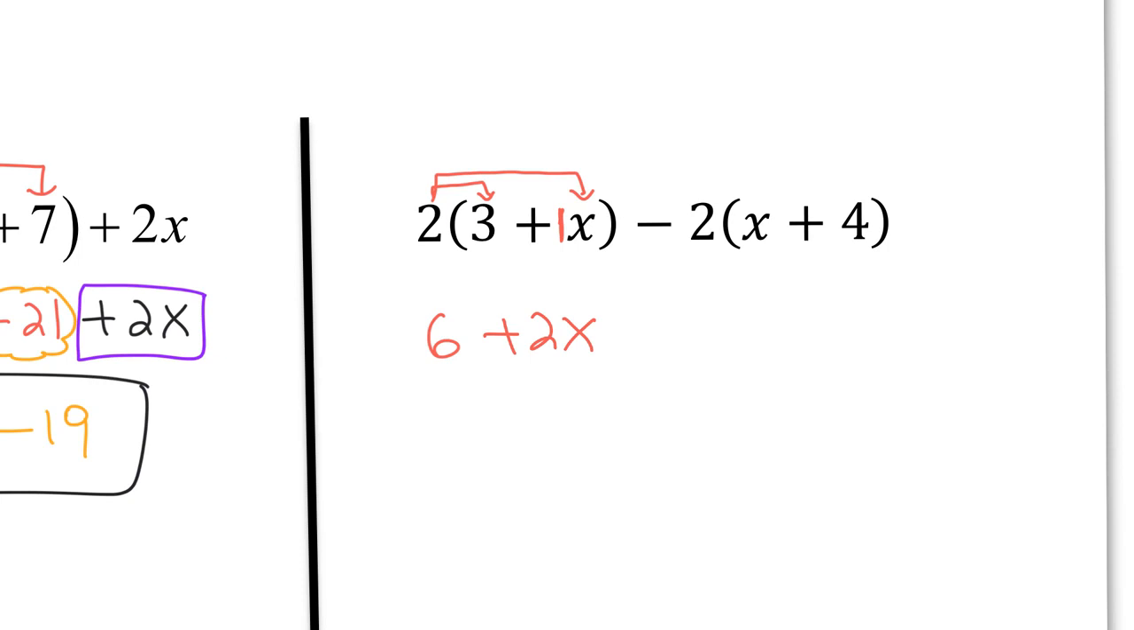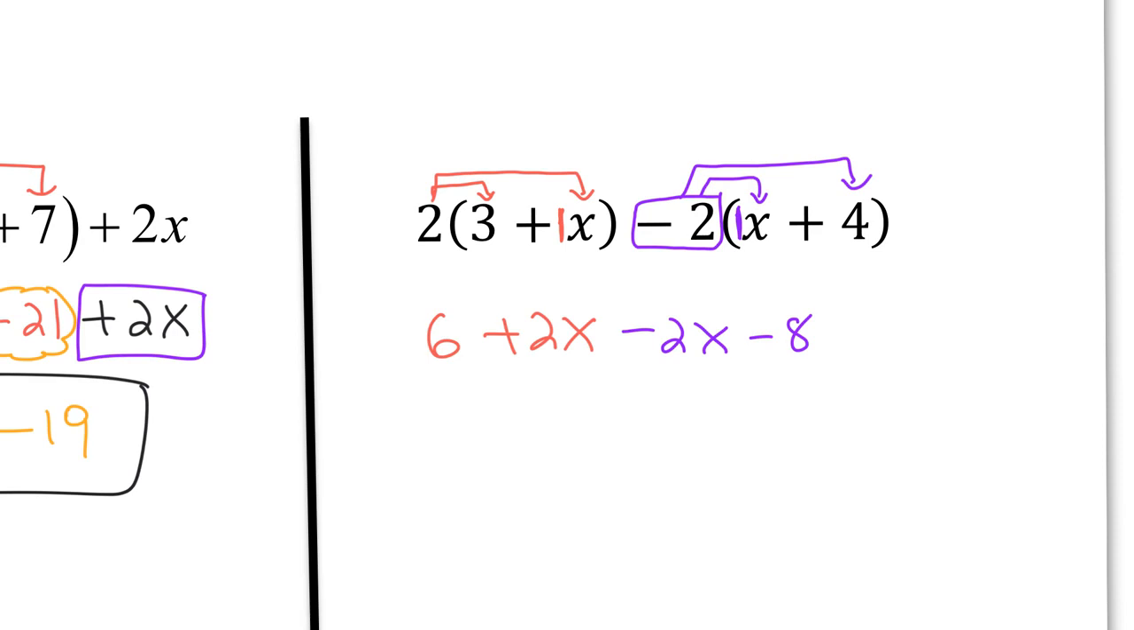Then you are going to distribute the minus 2. So you are going to multiply times 1x. There's an invisible 1. Negative 2 times positive 1, that's negative 2x. And then you multiply the next one. Negative 2 times positive 4, negative 8.